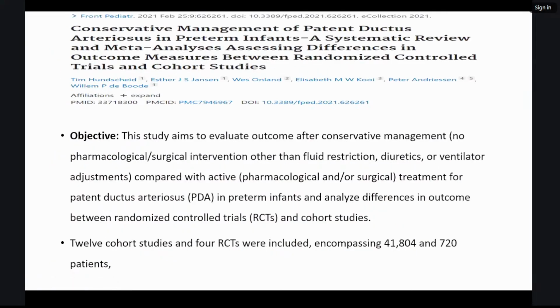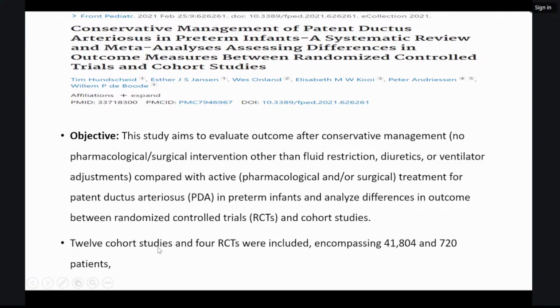And next comes a systematic review and meta-analysis of conservative management of patent ductus arteriosus in preterm infants, which was published in 2021 by Tim et al. In the study, they aimed to evaluate the outcome after conservative management, that is, no pharmacological or surgical intervention. They treated with fluid restriction, diuretics, and ventilator adjustments, compared to active treatment.